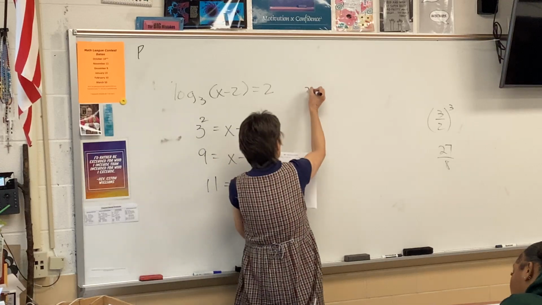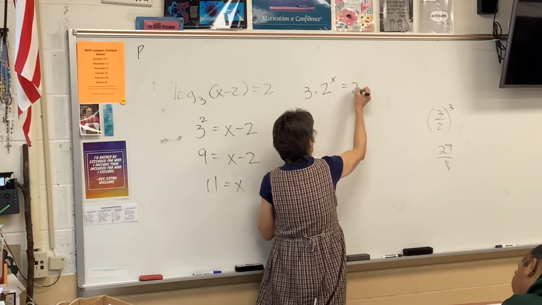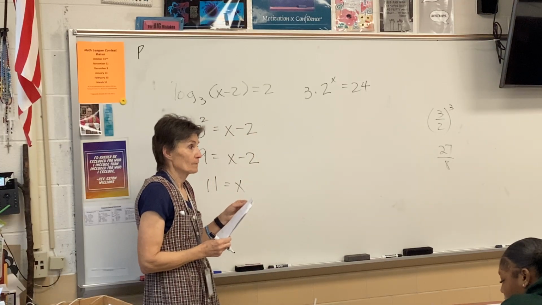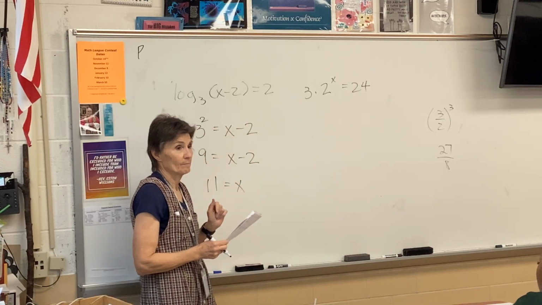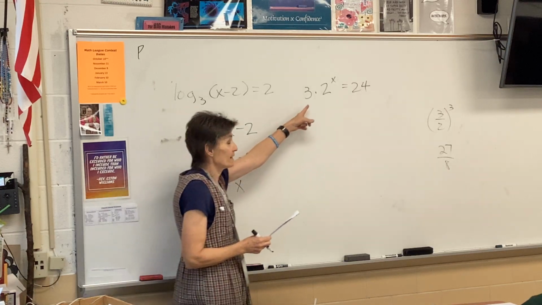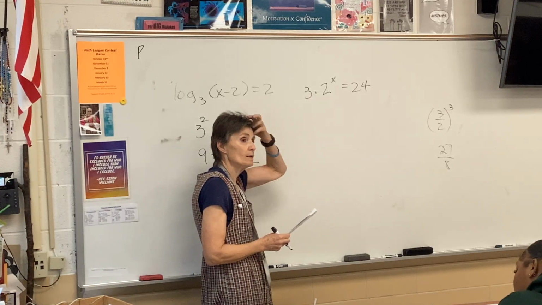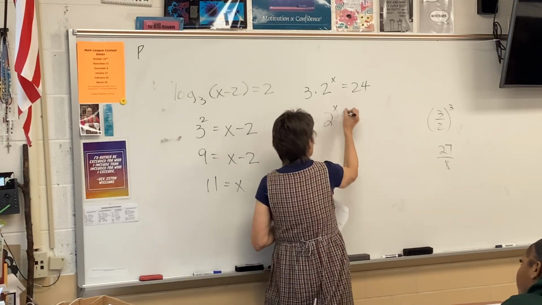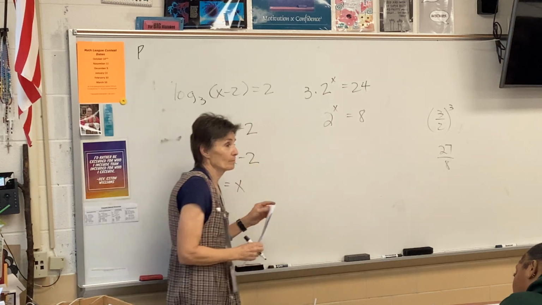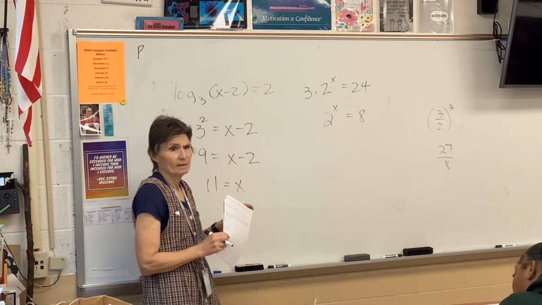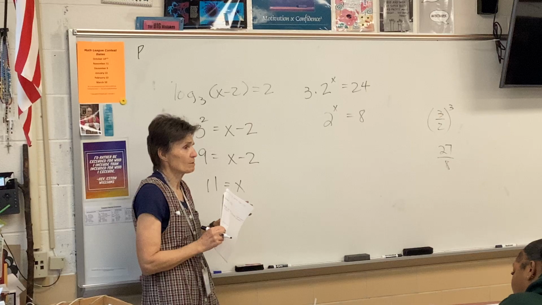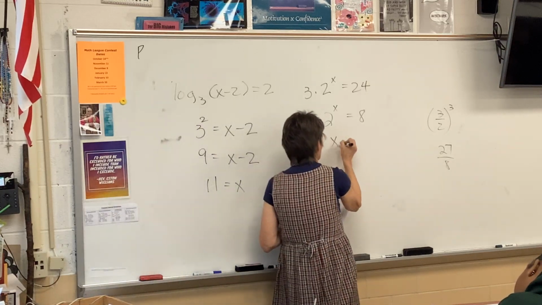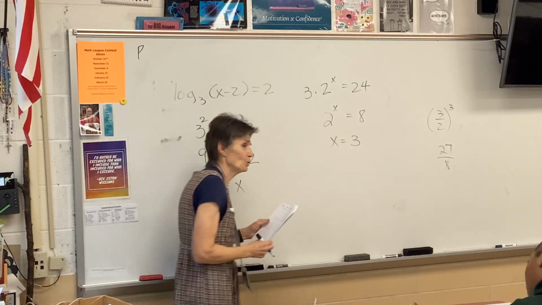All right, B. What is always step 1? Divide by that extra number. If there's an extra number out in front, I want to get rid of it. So I'm going to divide by 3. So 2 to the x equals 8. Now that's pretty easy. 2 times 2 times how many 2's makes 8? 3, 2 to the third. 2 times 2 times 2.